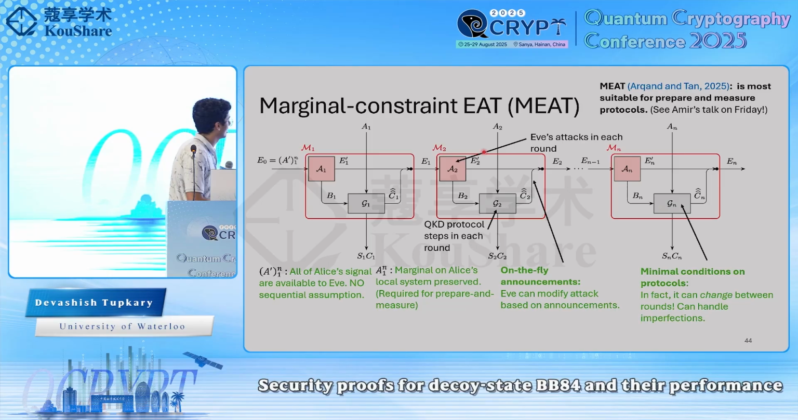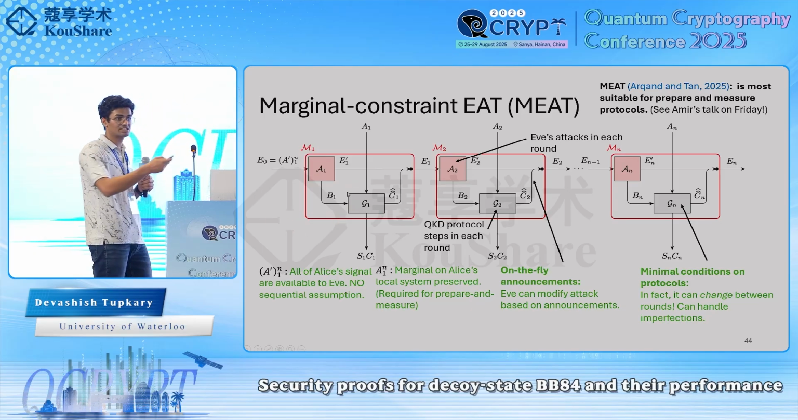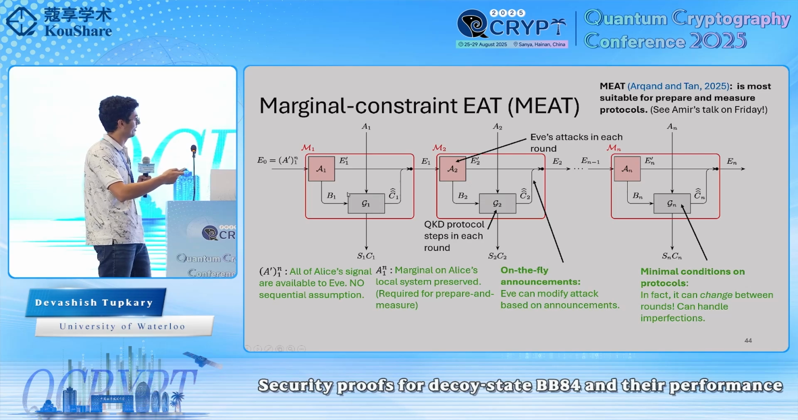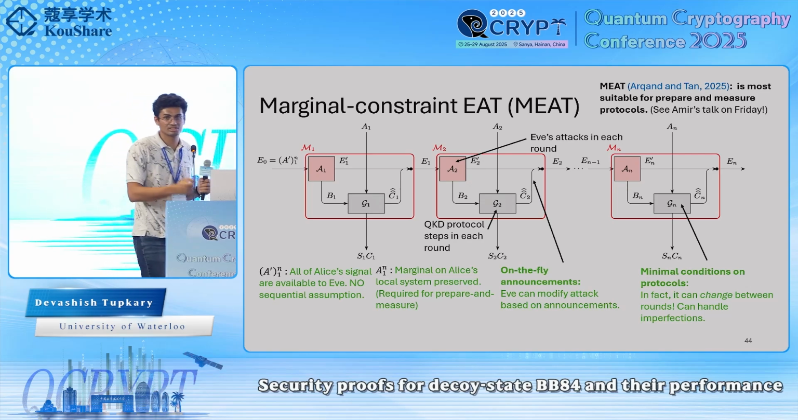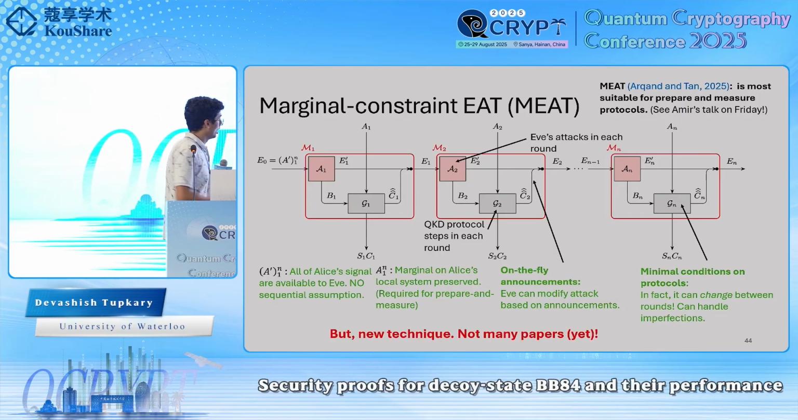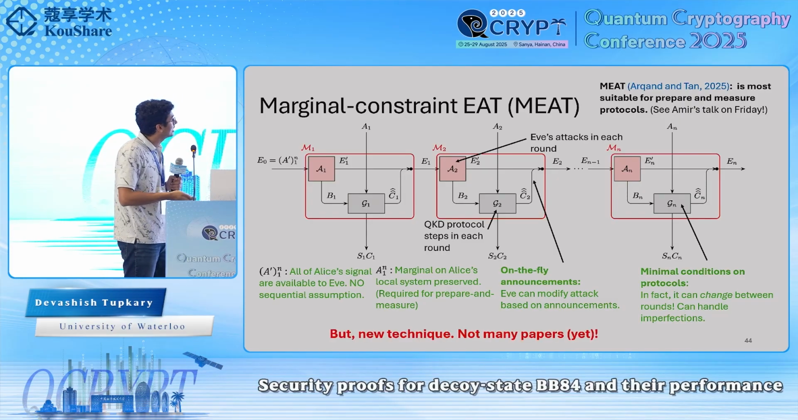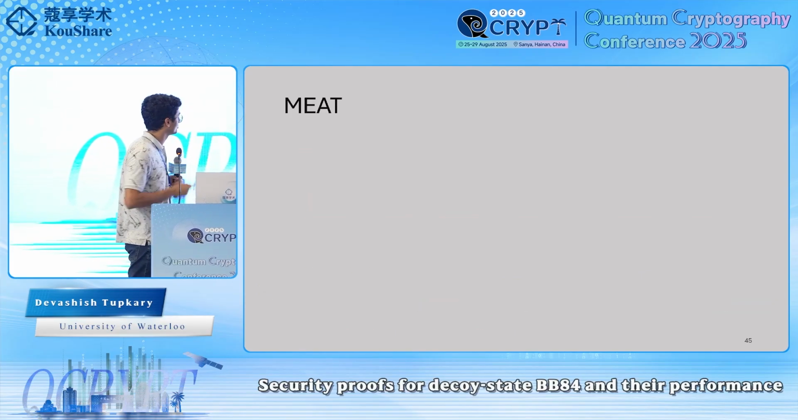And actually, these channels have some fairly minimal conditions on them. Okay, they can in fact be different for each round. You can honestly analyze some pretty wonky protocols where you say, I do a 6-state protocol on odd rounds and BB84 on even rounds, and this EAT theorem would still work, right? Which I think is pretty cool. But it's a very, very new technique, and so there are not many papers out there that are exploiting all these fun features.